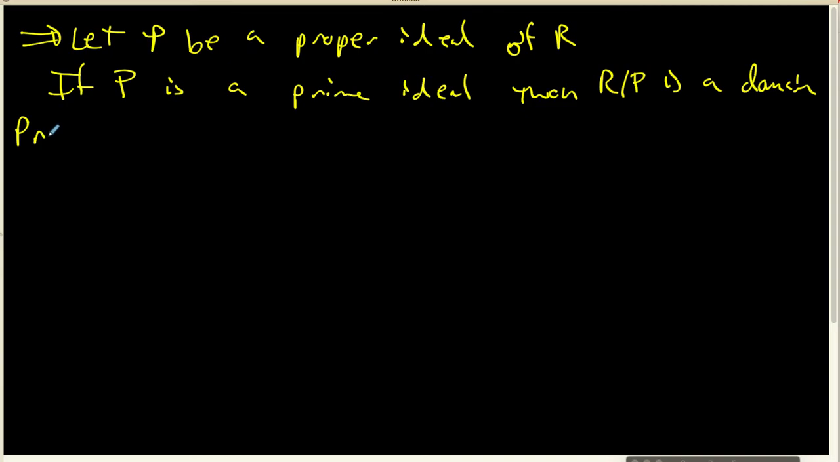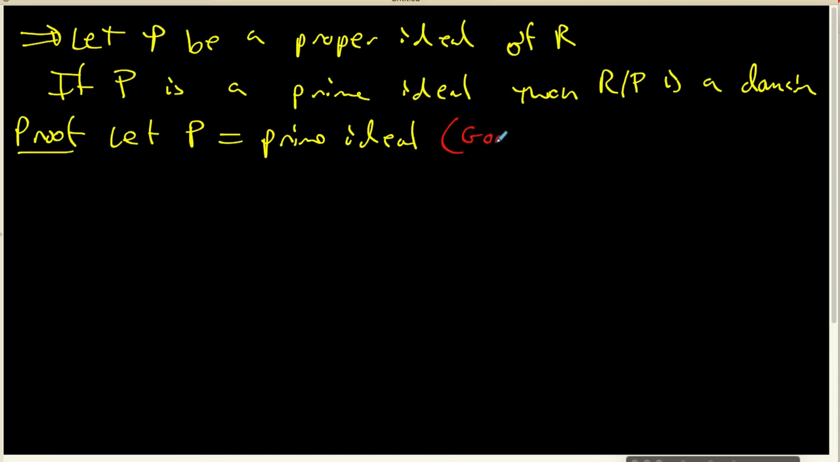And here's the beginning of our proof. We're going to let P be a prime ideal. And I want to remind myself that the goal is to show that R mod P is a domain. So we need to show that R mod P has no zero divisors. Well, how are we going to show that R mod P has no zero divisors? Well, we're going to do the following.